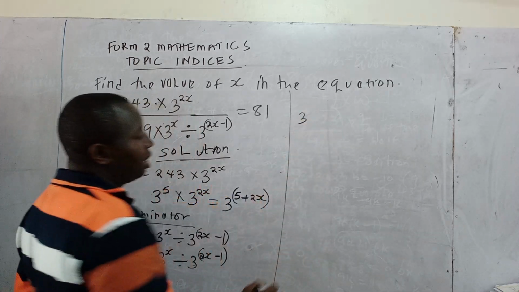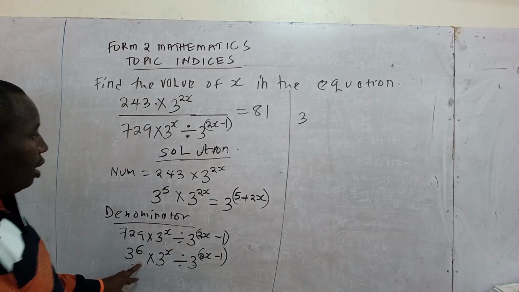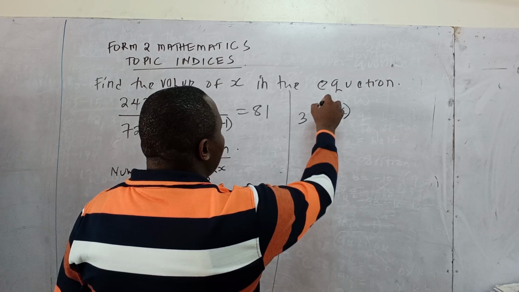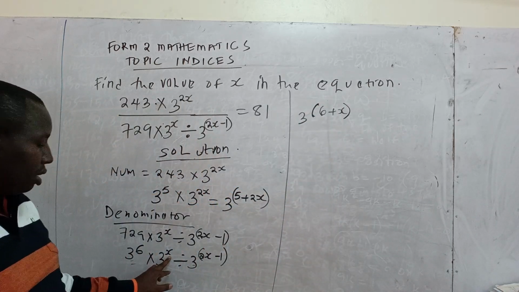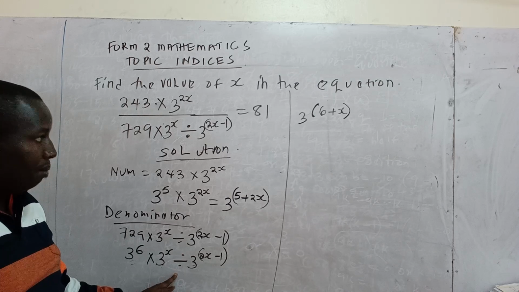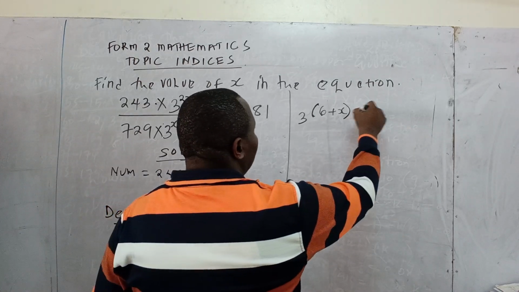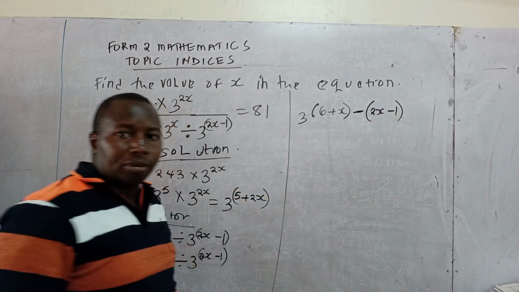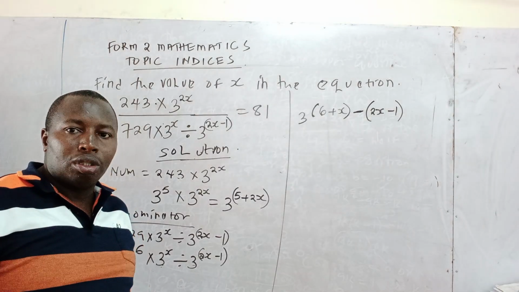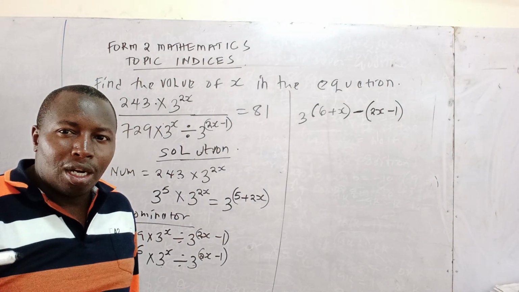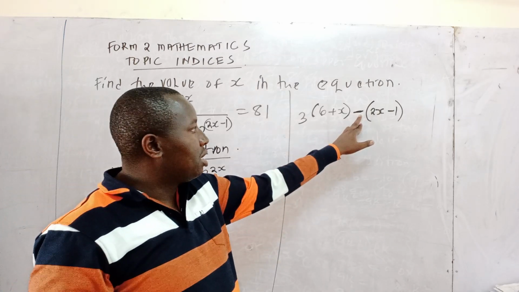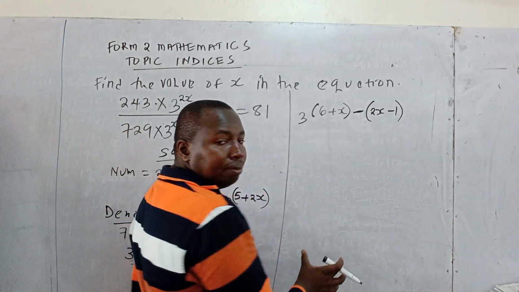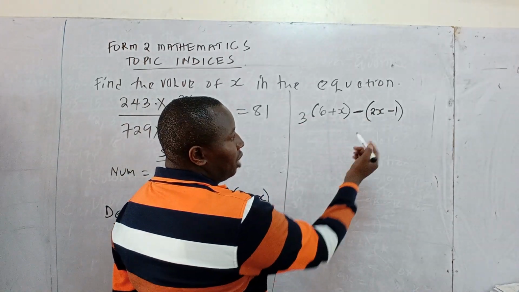Put the denominator under the same base. You write 3, then 6 plus, you add the power, plus x. Put that bracket, because you are adding this plus this. You add the powers. Then divide it by 3. If you are dividing, you subtract. Put this bracket, then put 2x minus 1. There's a common mistake that students make, and that's why I'm explaining this question. Most of the students will leave out this bracket here. It is very important to put this bracket.